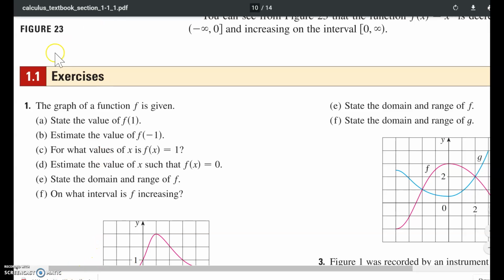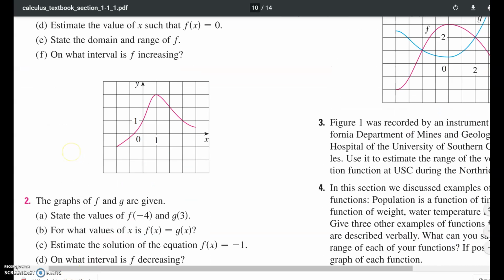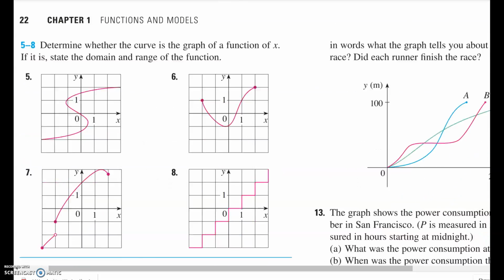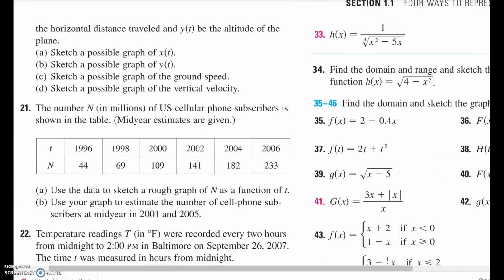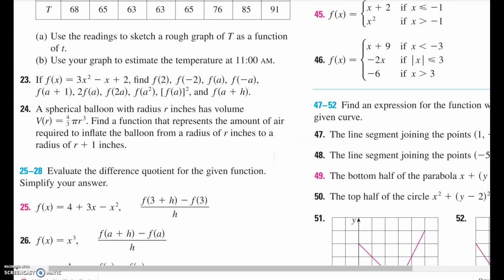Hi, this is section 1.1 of the textbook. I'd like to do question number 26. Let's scroll down here. Number 26, here it is.